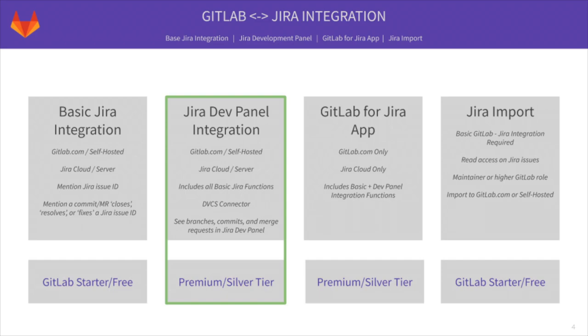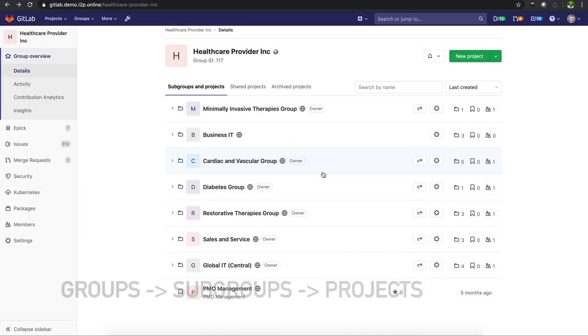The Jira Development Panel will be displayed on the View Issue screen, providing functionalities that allow you to view branches, commits, and pull requests. Let's take a look at the Jira Dev Panel integration with GitLab and how to set it up. Here we start with Healthcare Provider Incorporated.